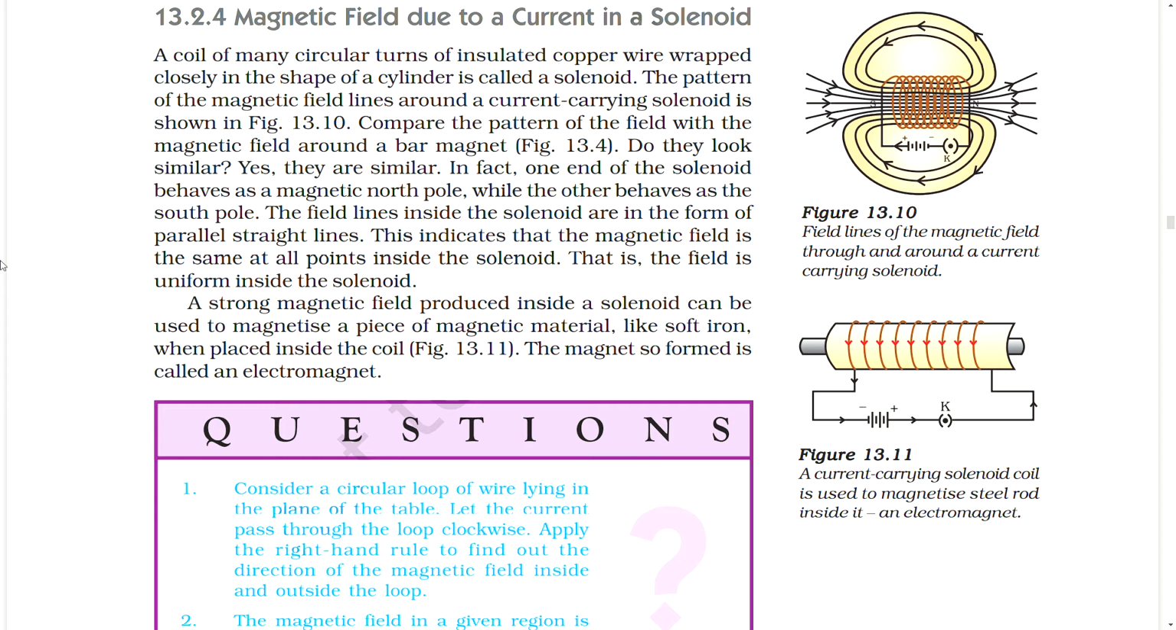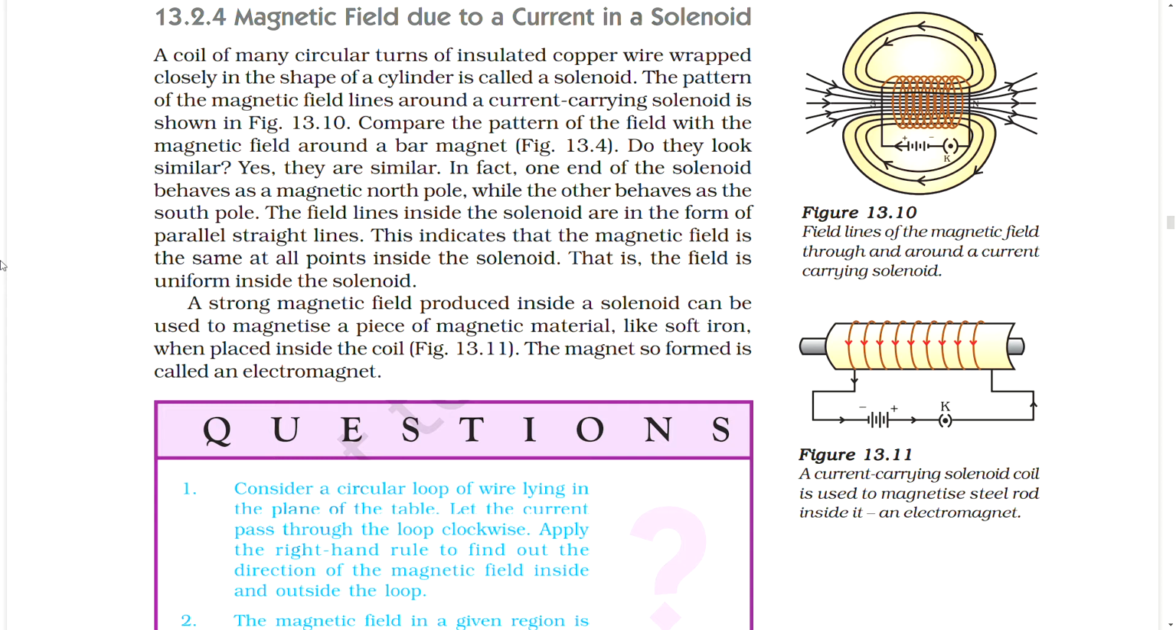In fact, one end of the solenoid behaves as a magnetic north pole, while the other behaves as the south pole. The field lines inside the solenoid are in the form of parallel straight lines. This indicates that the magnetic field is the same at all points inside the solenoid. That is, the field is uniform inside the solenoid.